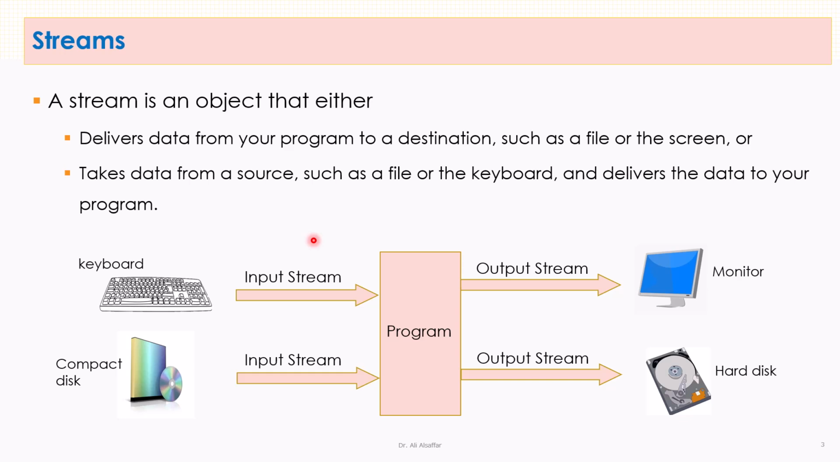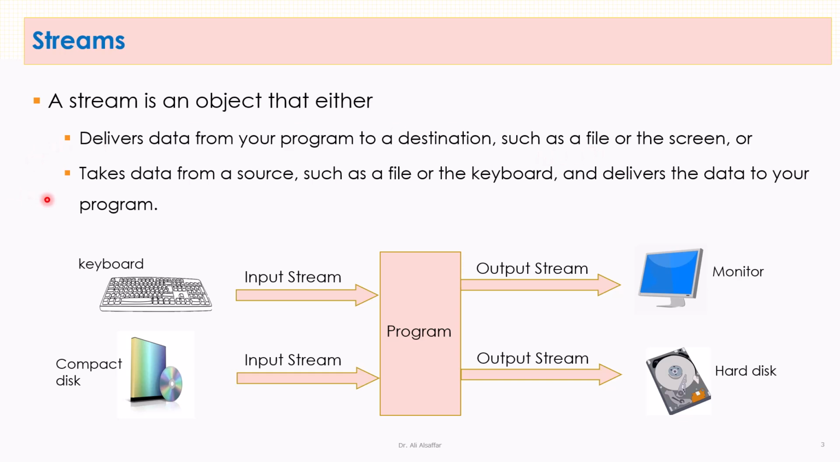And we said that errors were exceptions and exceptions were objects created from classes. Similarly now for streams, a stream is a concept, an object that we create in our program to handle input and output streams. It is used in our programs for two purposes. The first purpose, it is used as an output stream, so it delivers data from your program to a destination, and this destination can be a monitor, hard drive, or even a file.